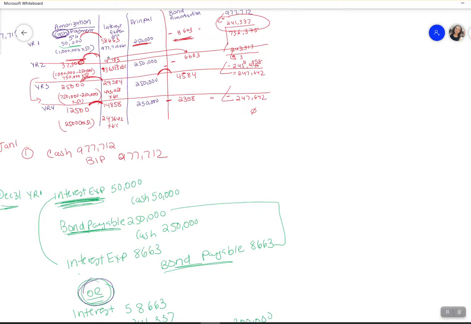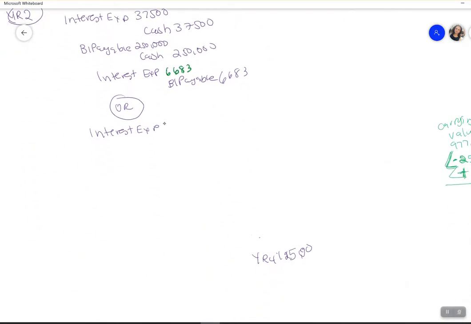In this case, it was 44,183. So let's do that. So our interest expense was 44,183, and then we have a bond payable. Our bond payable was 58,663, and we have to make a payment.